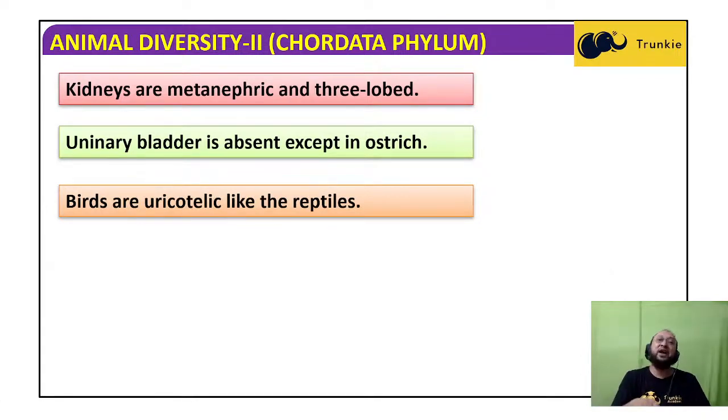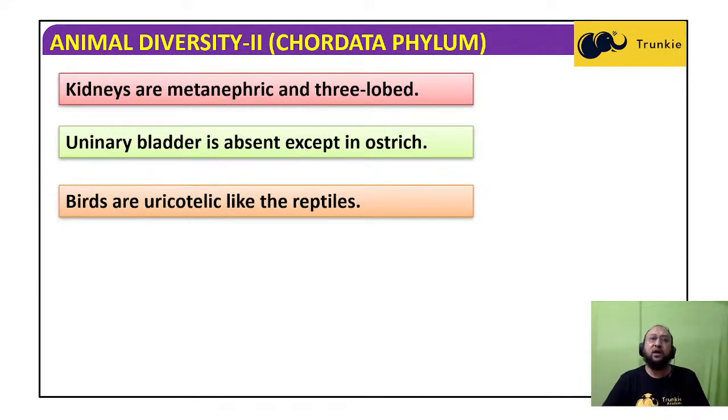This is also a change or modification with regard to adaptation for the aerial mode of flight, for flying. The absence of urinary bladder is also an example or indication of adaptation in aerial mode of life.